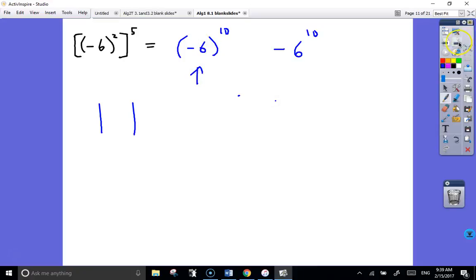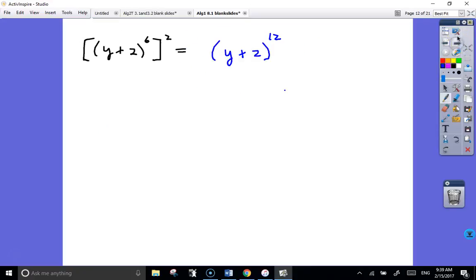Okay? So, in this case of the negative 6, those parentheses are not grouping, right? In the next one, the parentheses are actually grouping symbols. They're combining two terms, y and 2, y plus 2. It's an important point. Yeah, Connor. No, it's not the same thing. What does it mean to say y plus 2 to the 12th?